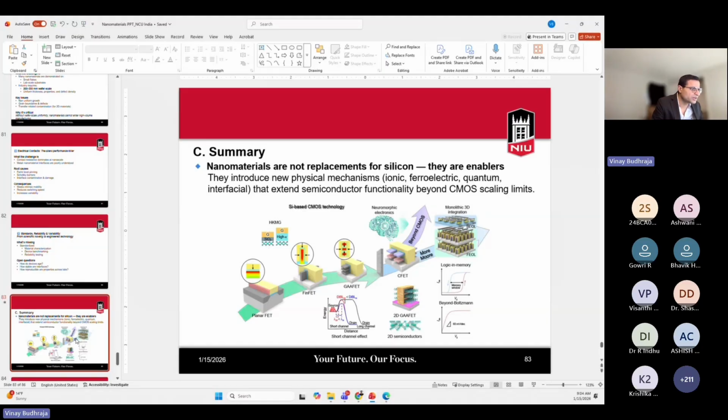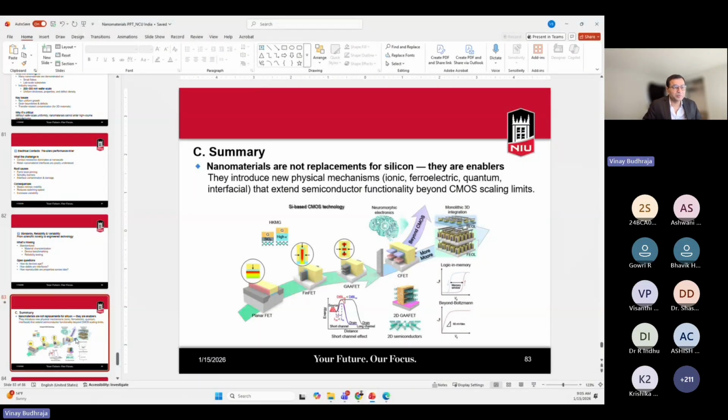Next thing is the summary of the discussion. Nanomaterials are not a replacement for silicon, they are enablers. They introduce new physical mechanisms, like ionic, ferroelectric, quantum, and interfacial, that extend semiconductor functionality beyond CMOS scaling limits.